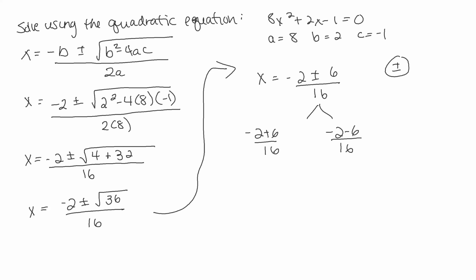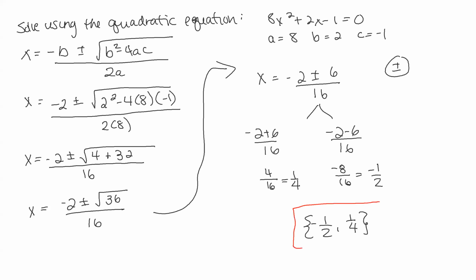Well, negative 2 plus 6 is 4. 4 over 16 is 1/4. Negative 2 minus 6 is negative 8. Negative 8 over 16 is negative 1/2. So the two solutions here would be negative 1/2, comma, 1/4. And that would be your final answer using the quadratic formula, okay?